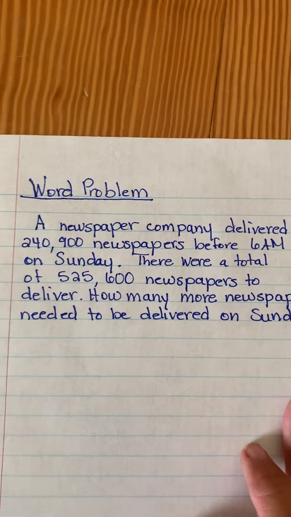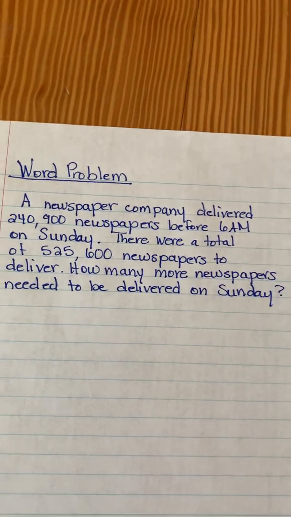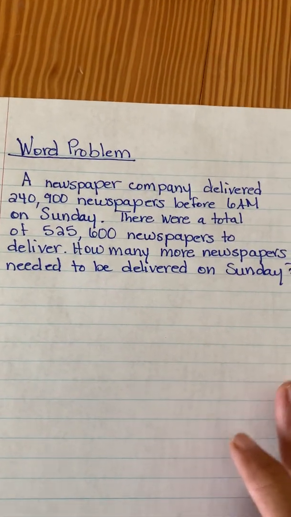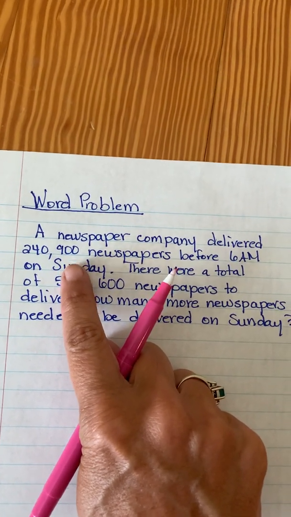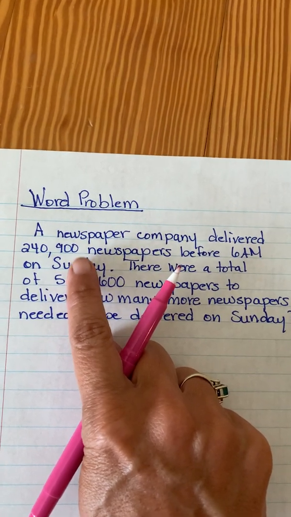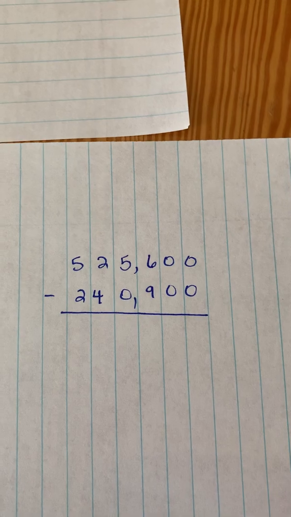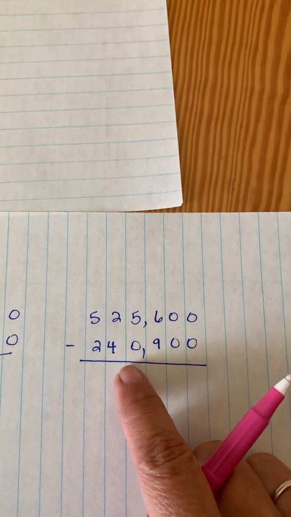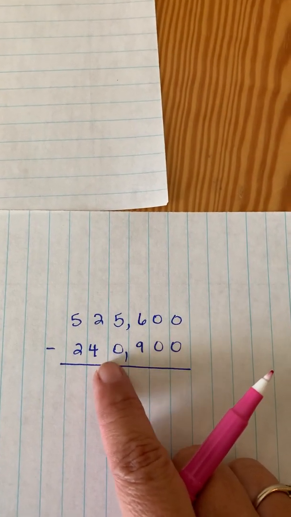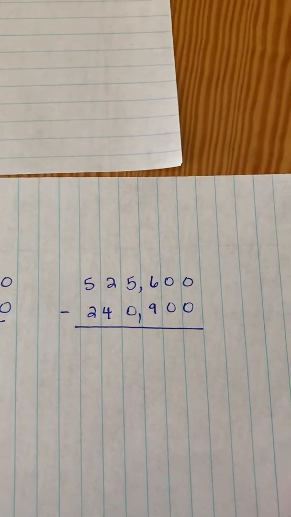Let's go back to the problem. There were a total of 525,600 newspapers. That means in all, that's how many were delivered. It said they delivered 240,900 newspapers before 6 a.m. So if I want to know how many more needed to be delivered, I need to find the difference of those two numbers. So this is the way the problem should be written. 525,600, because that was the total. 240,900 were how many were delivered before 6 a.m. And so now I am looking for the difference to find out how many more newspapers needed to be delivered.